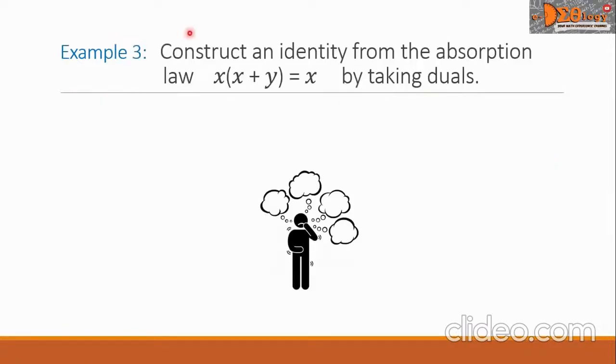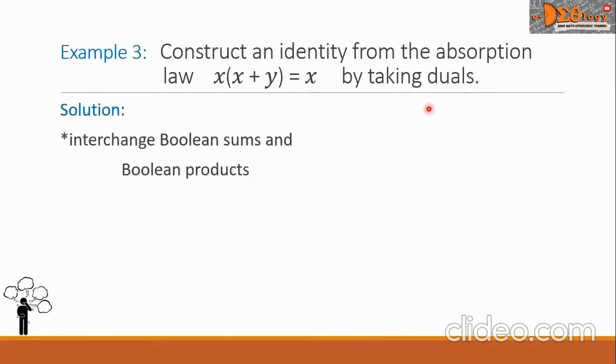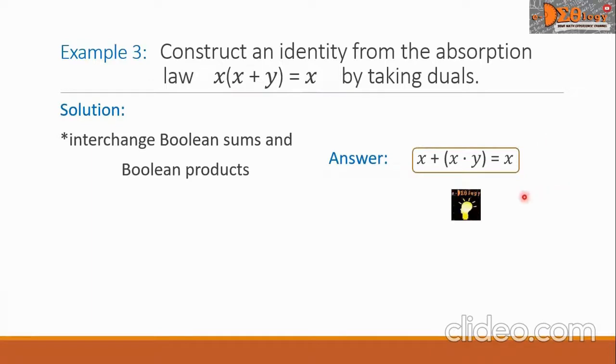Example 3. Construct an identity from the absorption law, x times the quantity x plus y equals x, by taking duals. In here, we're going to interchange Boolean sums and Boolean products. So for our answer, we write x plus, so the x plus y here now becomes x times y, equals x. This is the final answer.